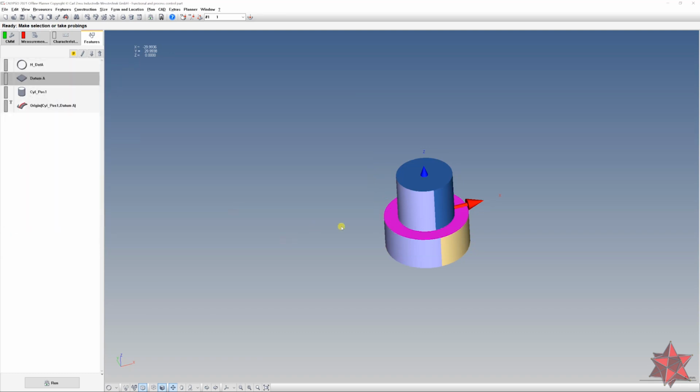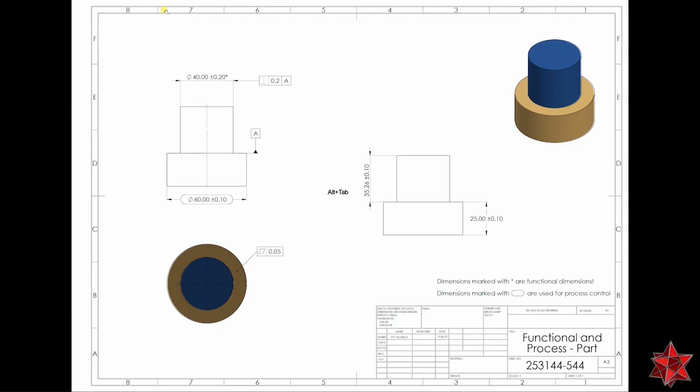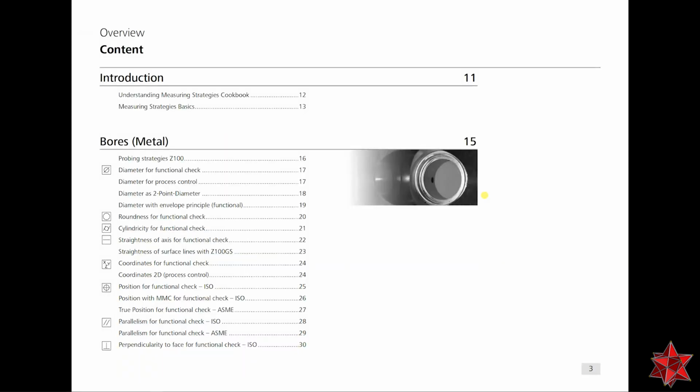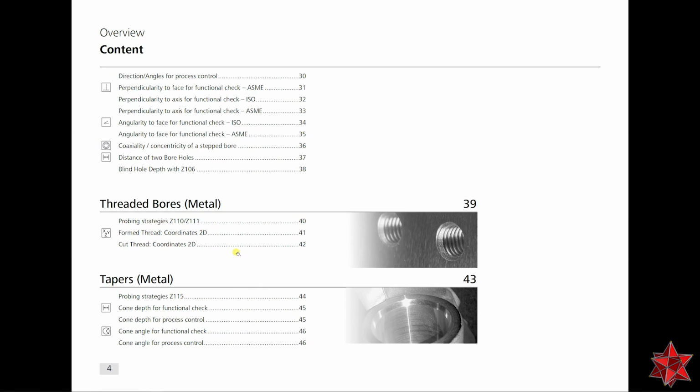Okay, and now that we have this, let's go to the cookbook to see exactly what we need to measure and how we need to measure it, right? So this is a reading sample from the cookbook. It's online, it's free, but I do recommend you go and buy the whole book if you want to have all the information you will need for every element. As you see here, there are a lot of measuring strategies for a lot of elements.